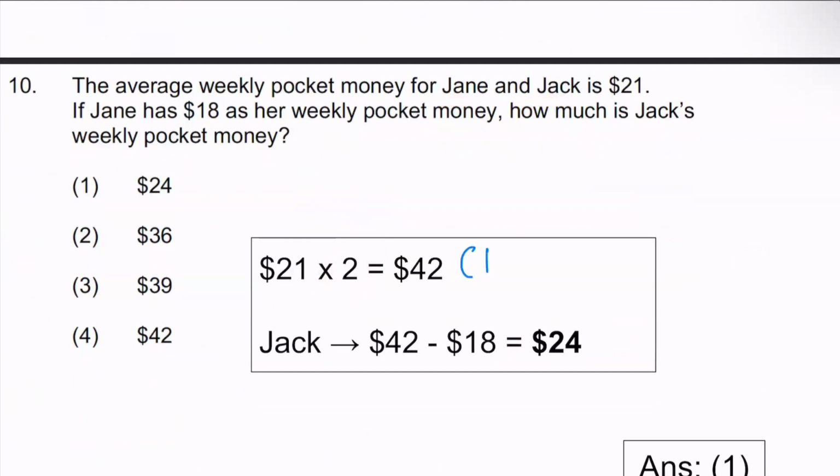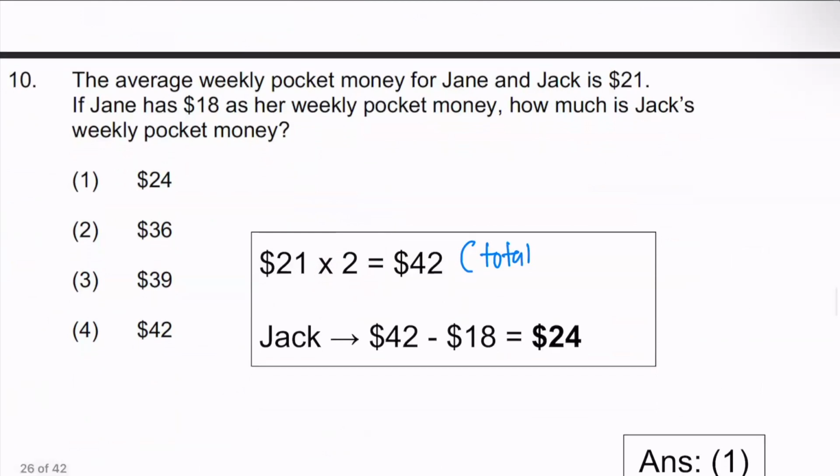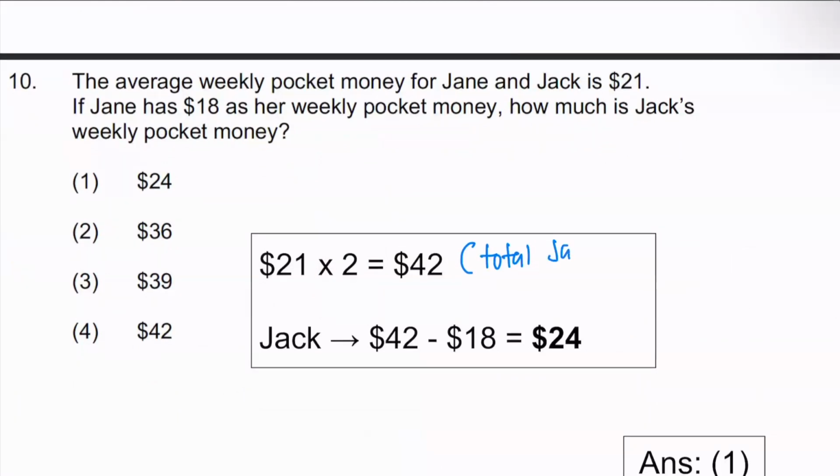$42 here is the total amount of weekly pocket money that Jane and Jack had. Okay, total. So this question says that Jane has $18 and they want to know how much is Jack's weekly pocket money. So all you have to do is just 42 minus 18, you get 24. Okay, your answer is number 1.